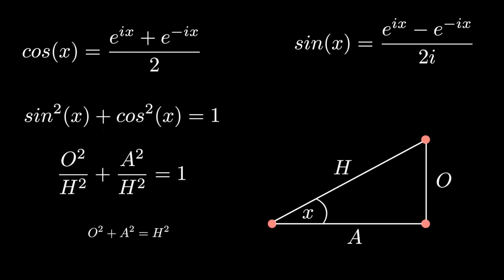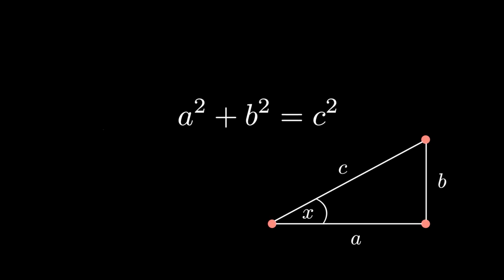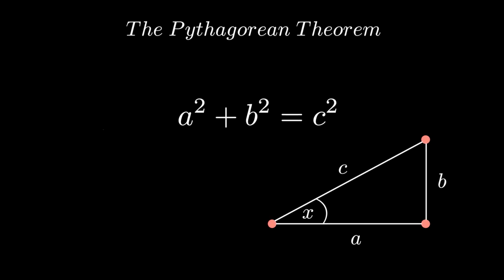Multiply with h squared on both sides of the equation, and we find out that for right-angled triangles, the hypotenuse squared is equal to the sum of the legs of the triangle squared. Or rewrite the sides as a, b, and c for the hypotenuse, and then we get that a squared plus b squared equals c squared, the Pythagorean theorem.